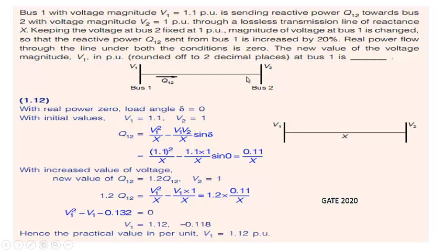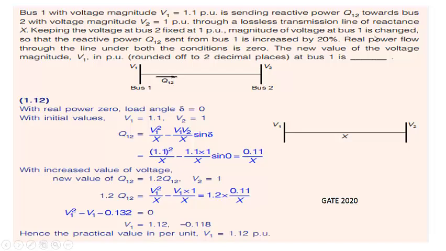Bus 1 with a voltage magnitude of 1.1 is sending reactive power Q12 towards bus 2 with a voltage magnitude V2 equal to 1 per unit. So the voltages at the two buses are given, through a lossless transmission line of reactance X. The reactance of this line is X. Keeping the voltage at bus 2 fixed at 1 per unit, the voltage here is 1 per unit.